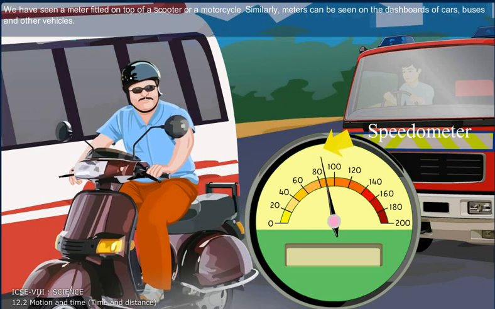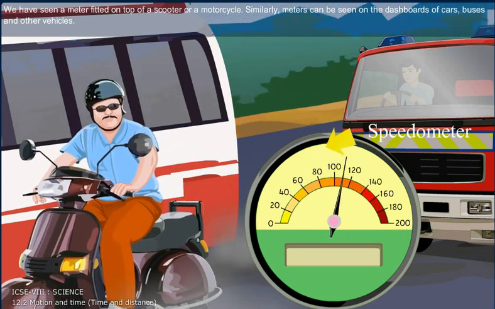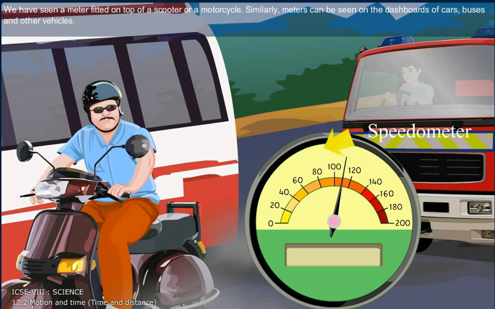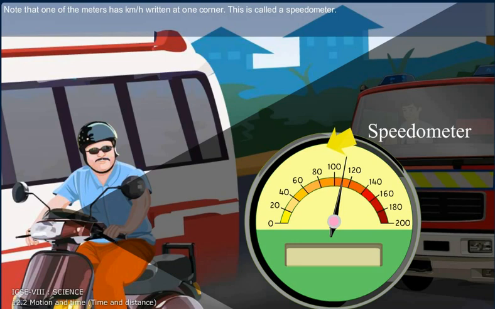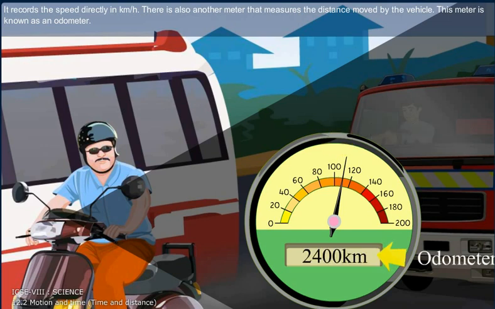We have seen a meter fitted on top of a scooter or a motorcycle. Similarly, meters can be seen on the dashboards of cars, buses, and other vehicles. Note that one of the meters has km per hour written at one corner. This is called a speedometer. It records the speed directly in kilometer per hour. There is also another meter that measures the distance moved by the vehicle. This meter is known as an odometer.